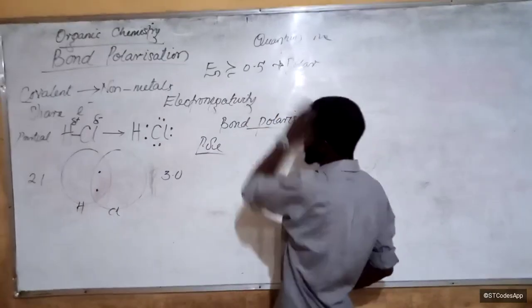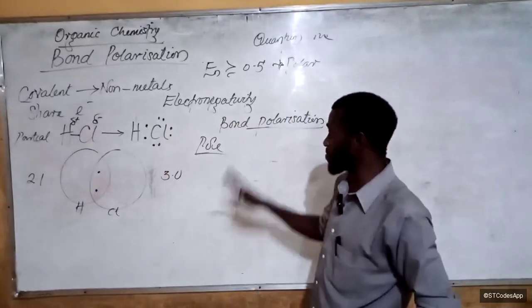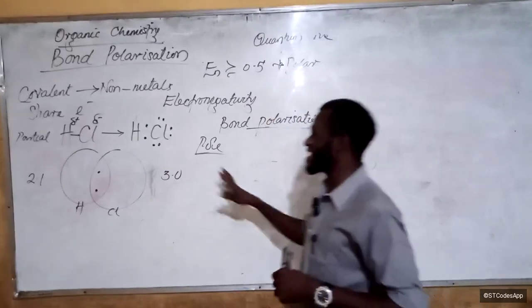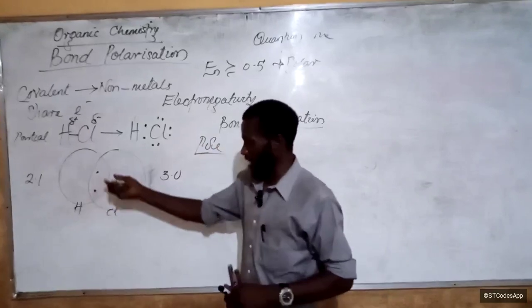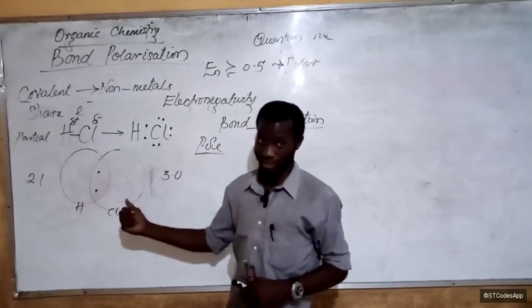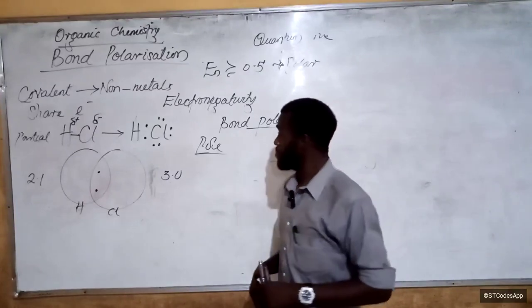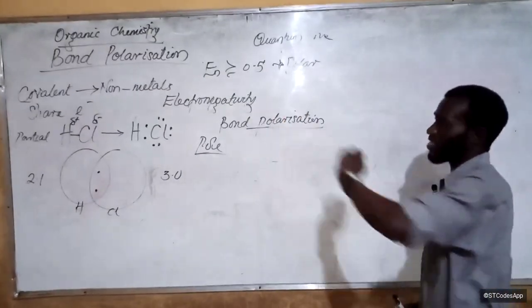But because it is greater, if you subtract this from this, you're going to get 0.9. 0.9 is a great value, it's a relatively great value compared to this. Why? Because it is a very great value, and because of that, it's going to have a greater pull on electrons because the electronegativity value is what? Higher.